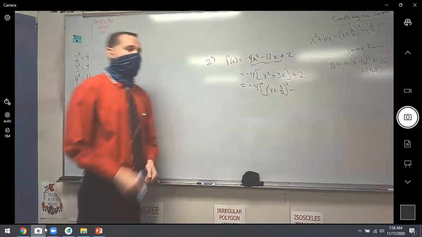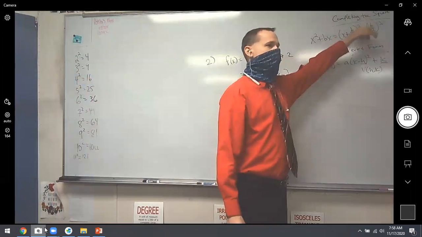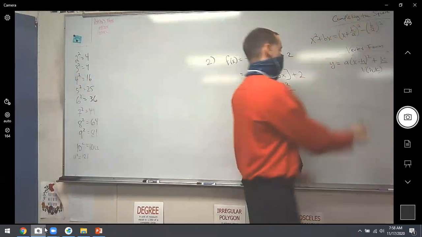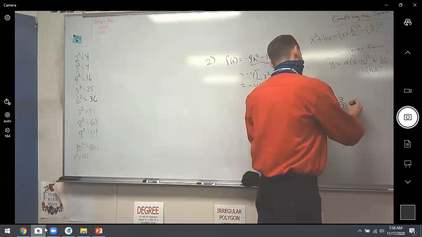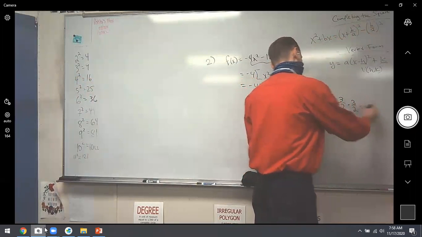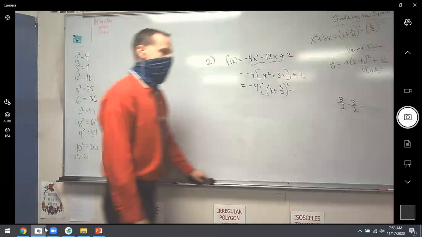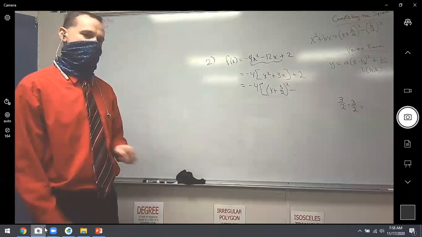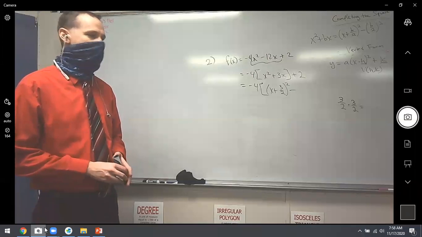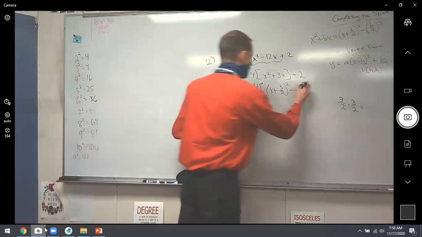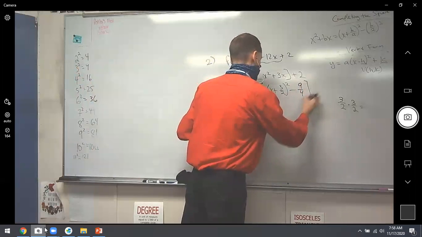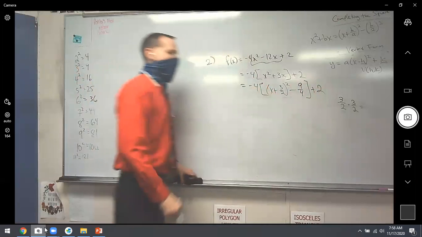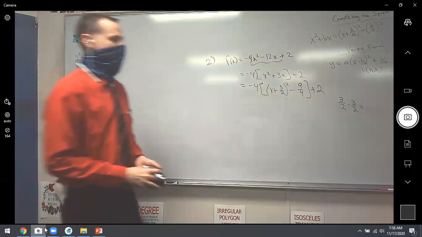Minus, and then it says 3 over 2 squared. So let's figure out what 3 over 2 squared is. Again, squaring something means to multiply it by itself. So looking at that fraction right there, multiplying straight across, what is 3/2 squared, guys? 9/4, dang right. So I'm going to put 9/4 right there. That's what b over 2 squared is, so I put 9/4.